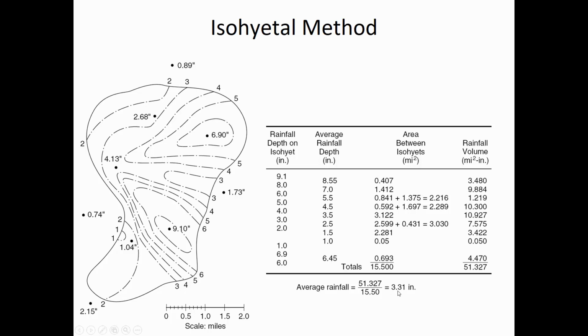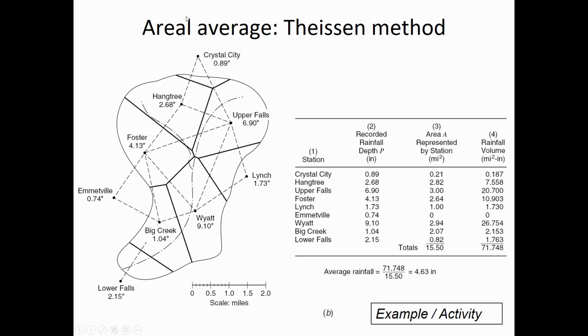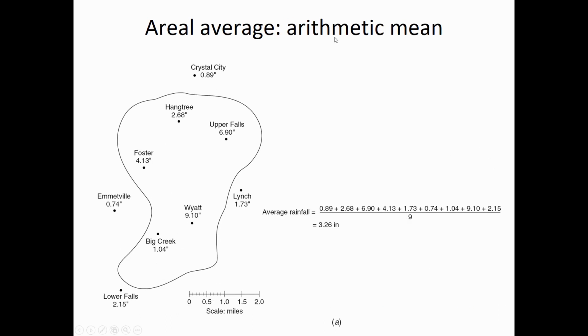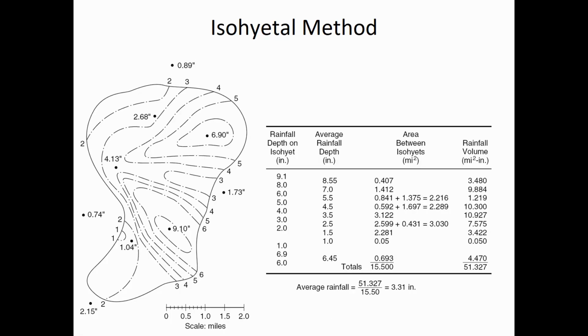So ironically, in this particular illustration, our first guess of just using the simple average was closer than the Thiessen method. But it's not always that way. It's generally accepted that Thiessen is better than arithmetic mean, and the isohyetal method is better than Thiessen. And there's a whole lot of other ideas that have been developed over the years, but those are some that I think it's worth being aware of.